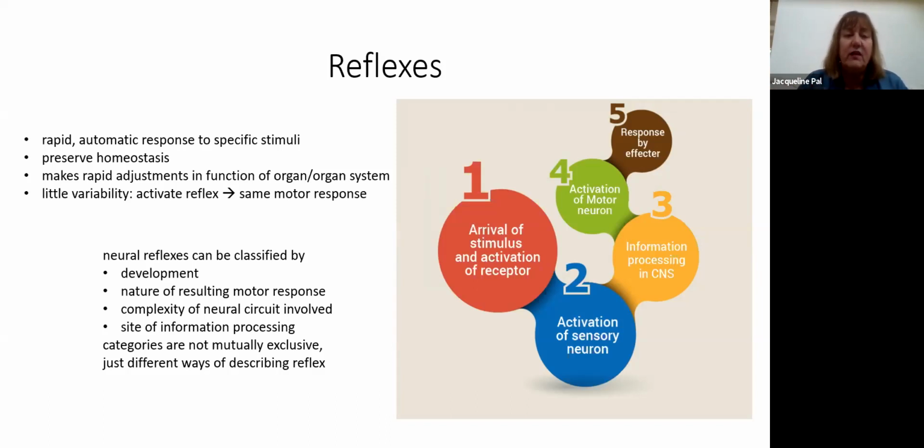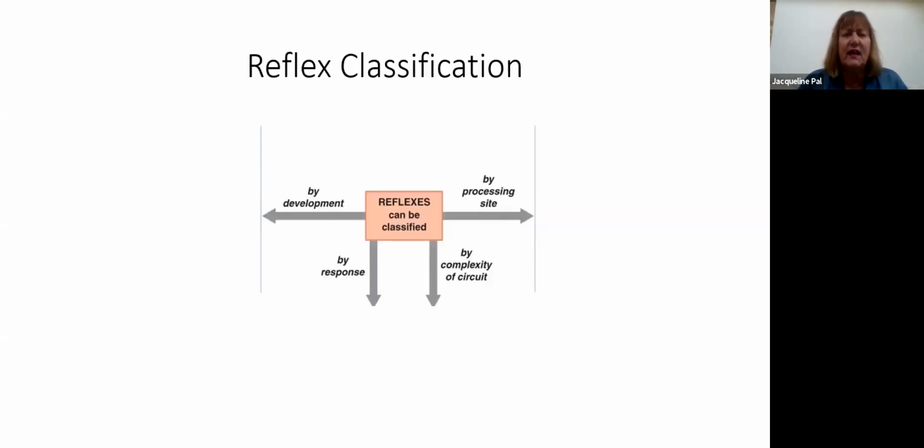For instance, a reflex can be categorized not only developmentally, but also by complexity and the site of information processing, as well as the nature of the response. You can use all 4 of them on a reflex. So they are not mutually exclusive. They are just different ways of describing it. So let's look at this classification first. So here are the 4 different ways: development, response, complexity, and site of processing.